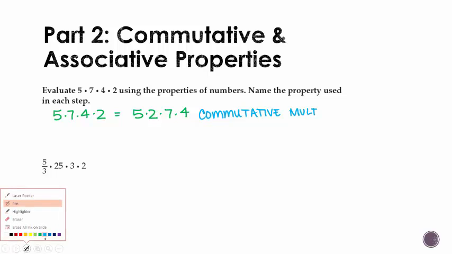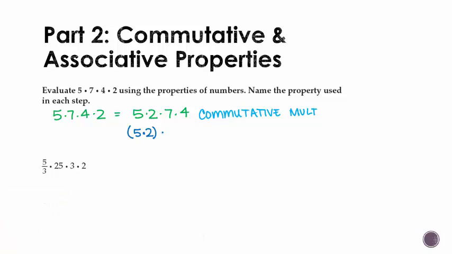And then I'm going to group these together. I'm going to make it 5 times 2, and then multiply that by 7 times 4. Again, because I want a 10 here, and that's going to make it really easy. So this is the associative of multiplication. 5 times 2 gives me 10. I know 4 times 7 gives me 28. So that's just substitution. And then 10 times 28 gives me 280.